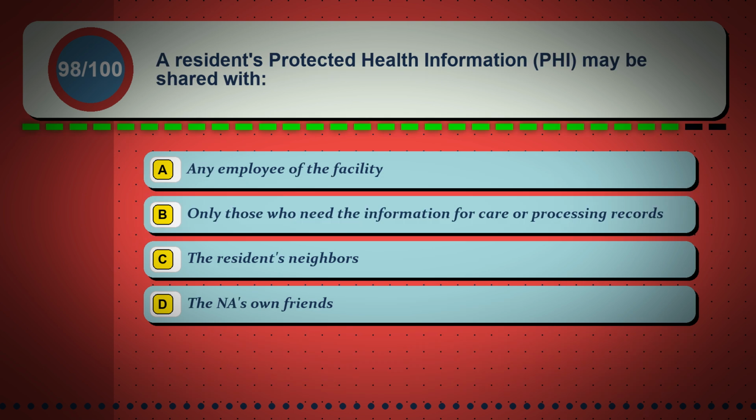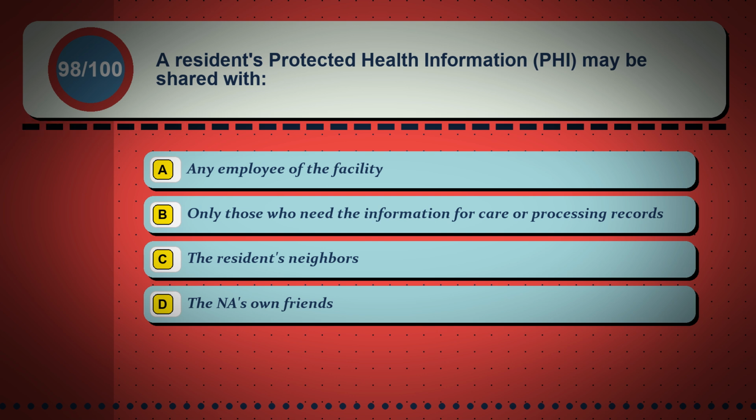Question 98. A resident's protected health information, PHI, may be shared with Option A. Any employee of the facility. Option B. Only those who need the information for care or processing records. Option C. The resident's neighbors. Option D. The NA's own friends.